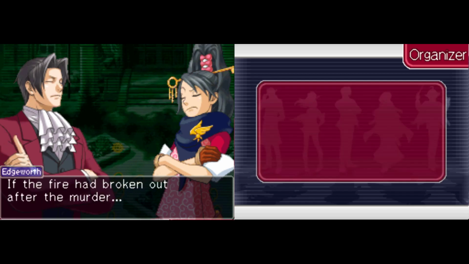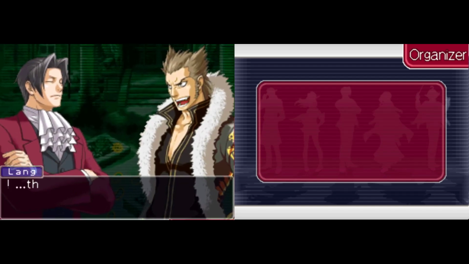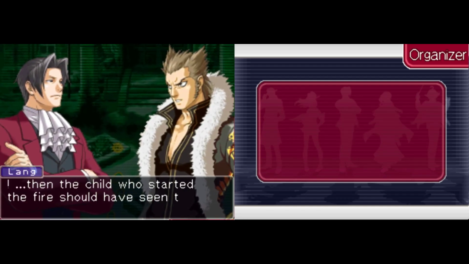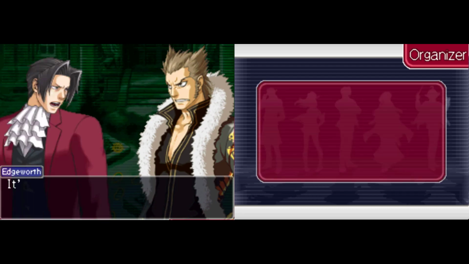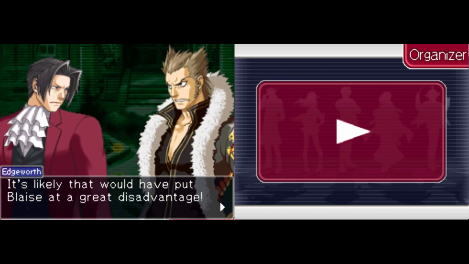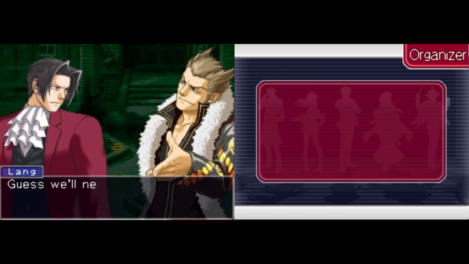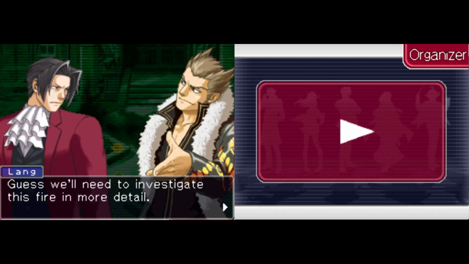If the fire had broken out after the murder, then the child who started the fire should have seen the body and the bloodstains. Why then did they not come forward as a witness? It's likely that would have put Blaze at a great disadvantage. Guess we'll need to investigate the fire in more detail.